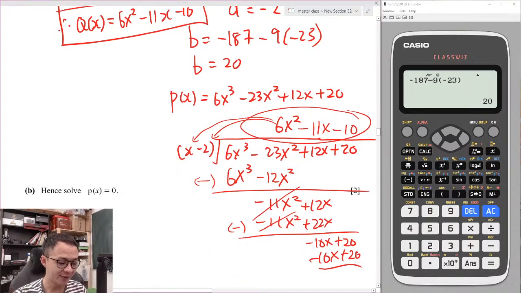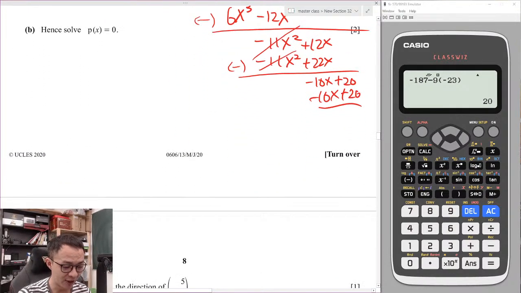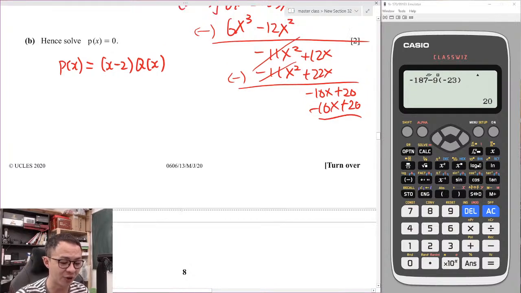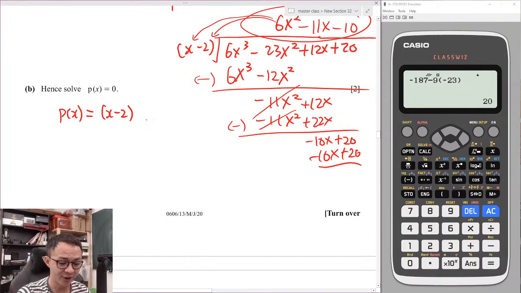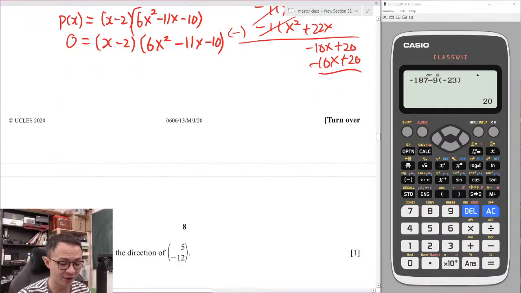The second part, they say p(x) equals 0. So I know my p(x) is formed by x minus 2 multiplied by my q(x), isn't it? And I already found the q(x) just now, which is 6x squared minus 11x minus 10. So when p(x) equals 0, that means 0 equals (x minus 2)(6x squared minus 11x minus 10). So I need to solve this one.